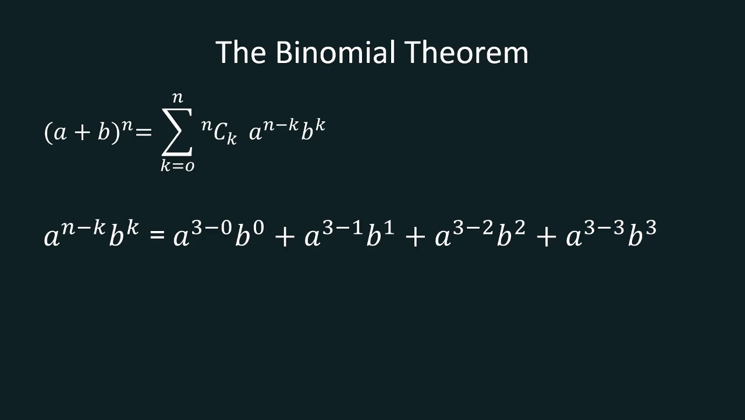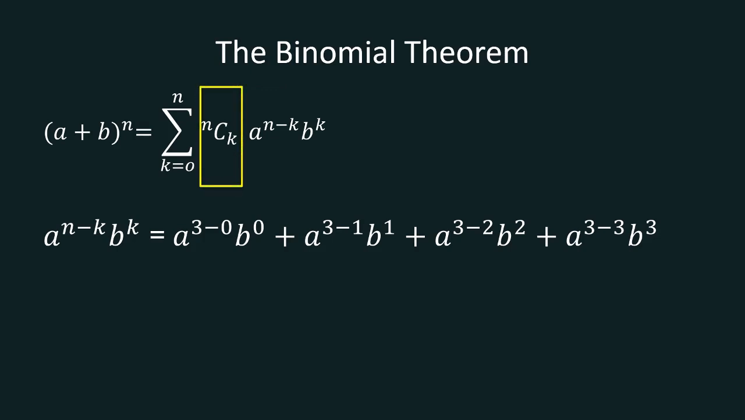So you will just be left with a raised to the power 3, and there will be no b. Plus, then in the next term, we reduce the power of a by 1 and increase the power of b by 1. Then we keep doing this till we get to the last term, where a is raised to the power 0 and b is raised to the power 3, which is n. Let's look at the last part.